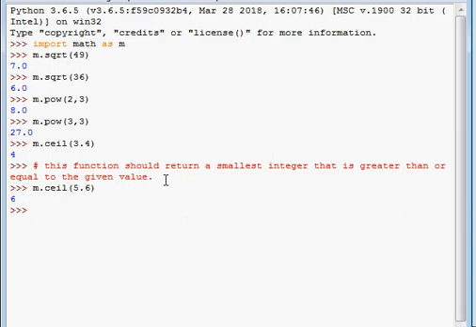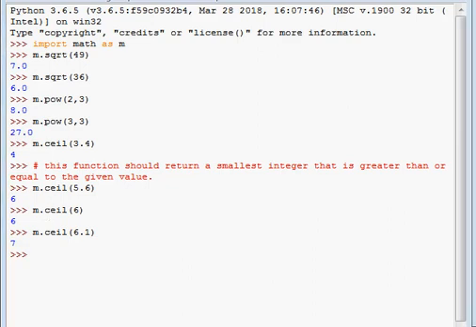It is giving 6 here, means 5 से ज्यादा स्मॉलेस्ट इंटीजर कौन सा है, 6 ही है। If you say m dot ceil 6 only, तो 6 से ज्यादा स्मॉलेस्ट इंटीजर क्या है, 6 ही है। ओके, if you say 6.1 then it will give 7. So it was the function of ceil function, or you can say it is the use of ceil function.